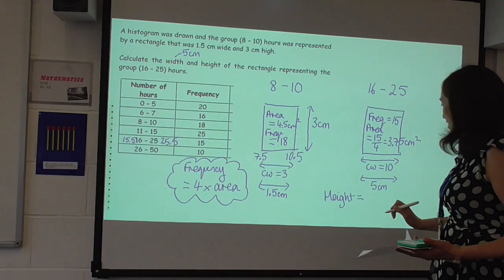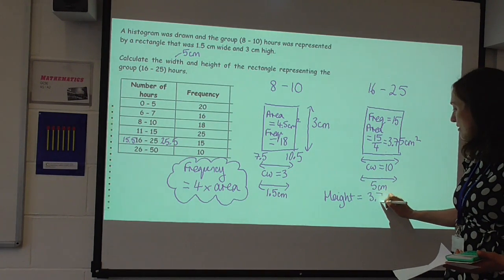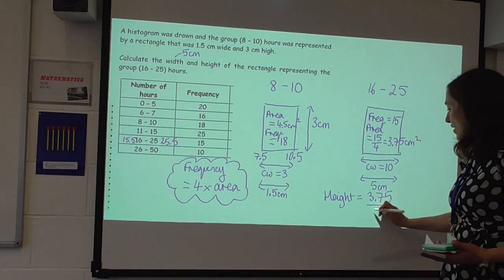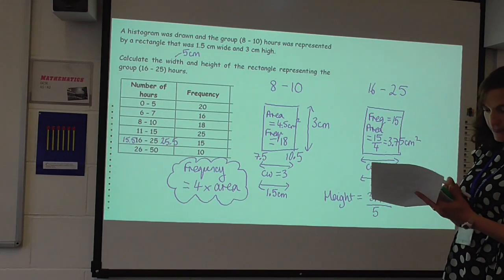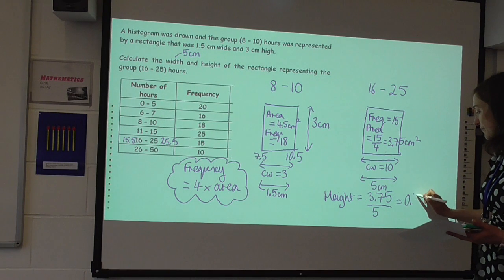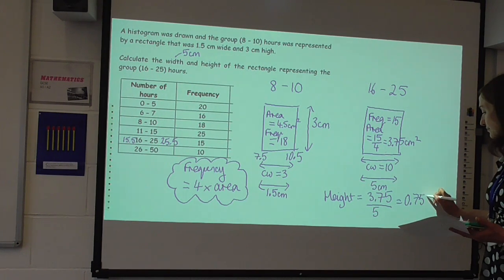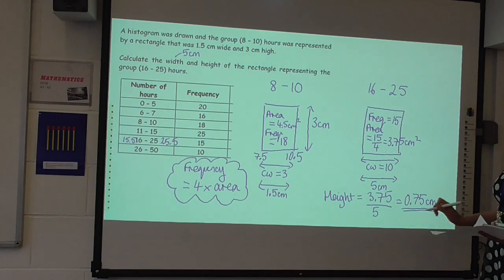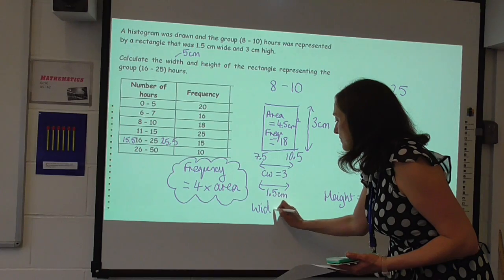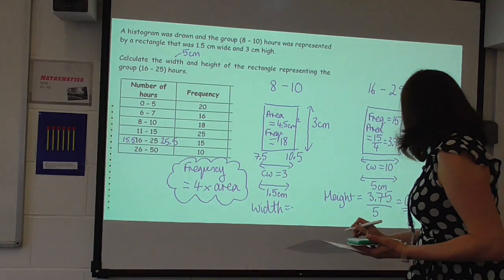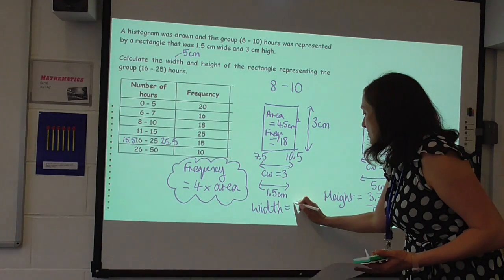then the height, much as it doesn't feel right, must be the area divided by the class width. Let's have a look, see what that is. 0.75. That feels better. So the height is 0.75 centimetres, and the width, we've got, is 5 centimetres.